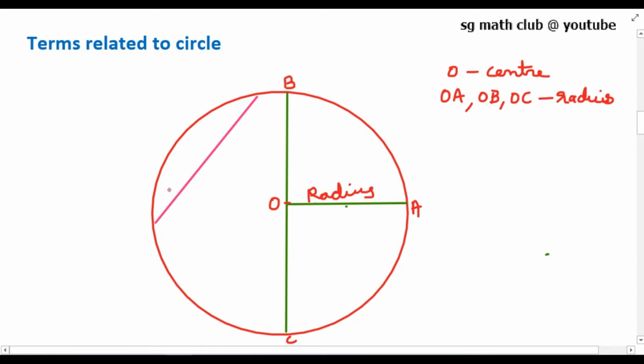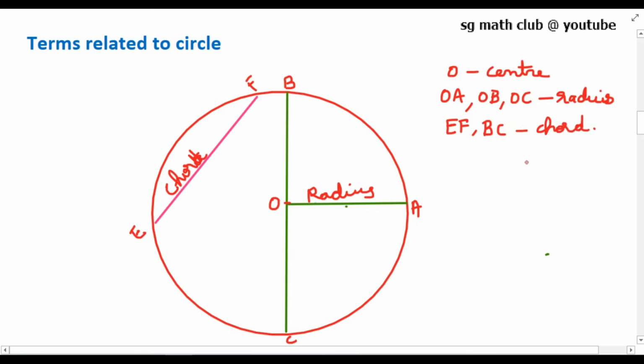Next term is chord of the circle, a line segment joining any 2 points on the circle. For example, E and F, any 2 points on the circle, that is called a chord of the circle. The line segment joining the center and any point is a radius, whereas the line segment joining any 2 points on the circle is called a chord of the circle. Here BC is also a chord of the circle because those 2 points are lying on the circle.